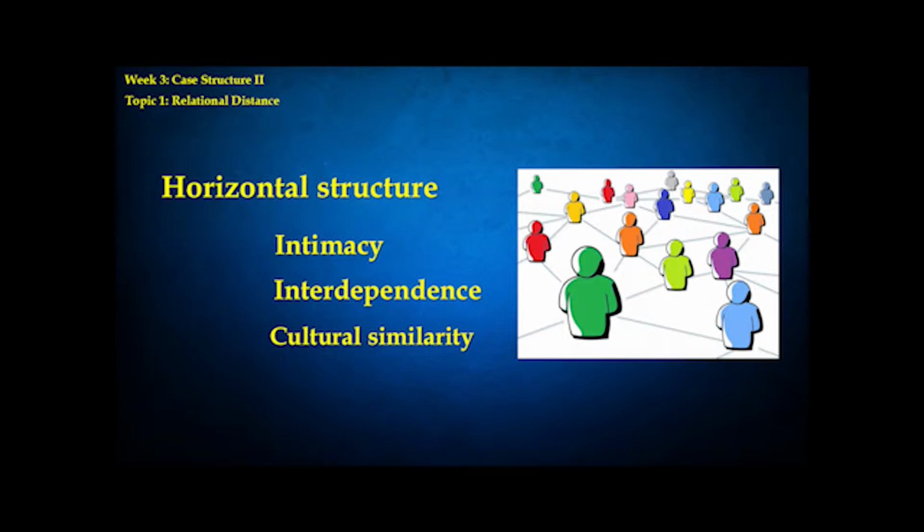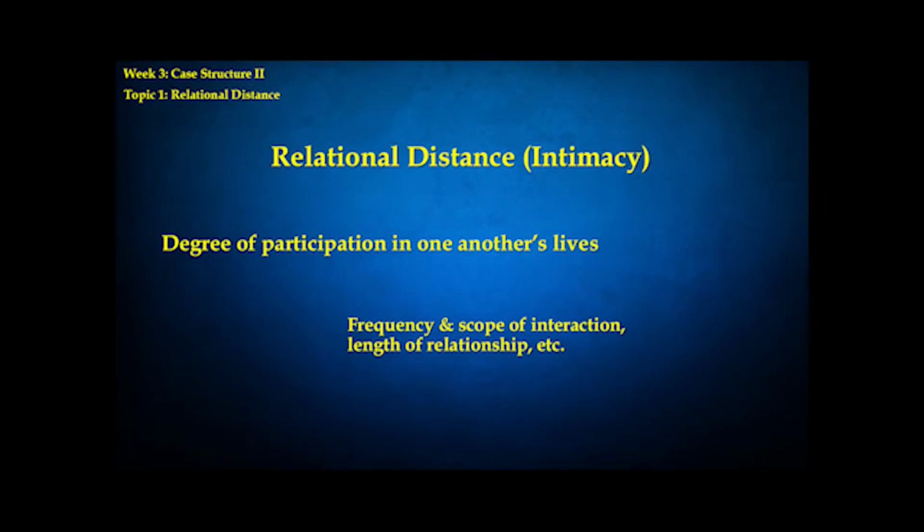And so, under the topic of horizontal structure, we can consider things like the distribution of intimacy, the distribution of interdependence between people, and their degree of cultural similarity or differences from one another. And horizontal structure also has effects on the handling of legal cases. Consider, in this section, a major part of the horizontal structure of human relationships. The concept here is relational distance, which is a sociological conception of intimacy.